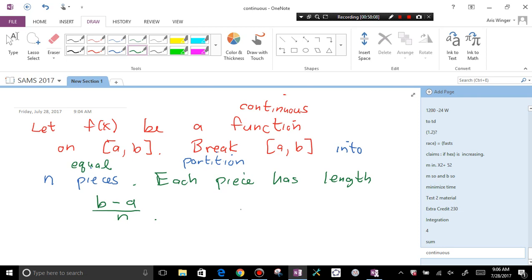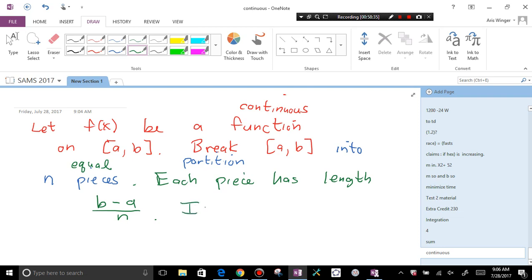Can't b be negative? Yeah, and that means a is negative. It can't be positive. Wait, what, I'm sorry, say that again. Oh, never mind. Yeah, b minus a is always positive. B is bigger than a, so b minus a is always positive, so we don't have to worry about the sign. That's a good question though.